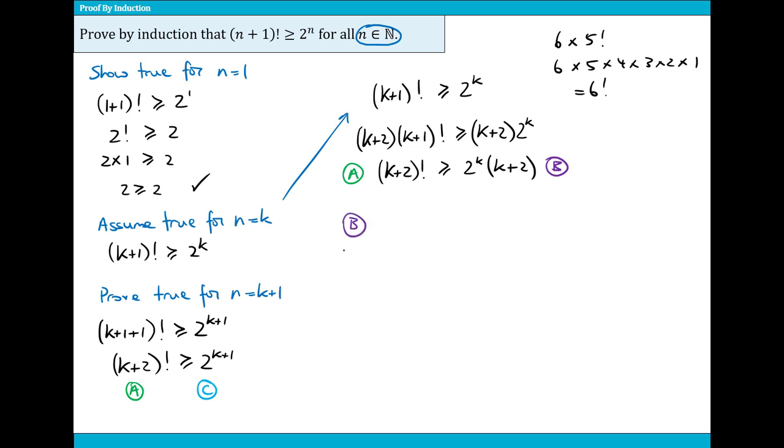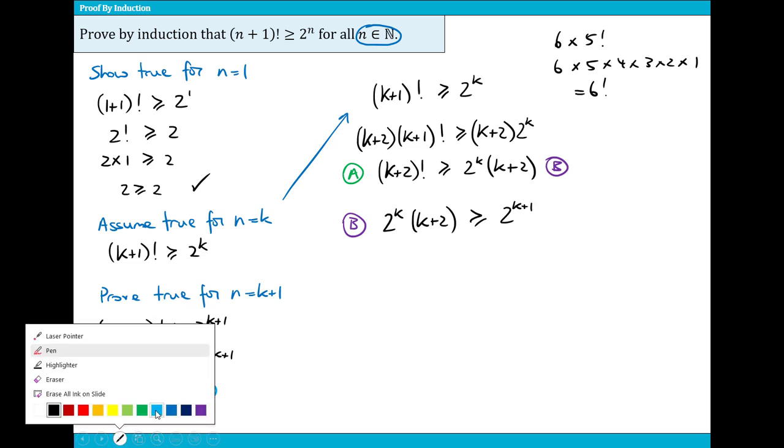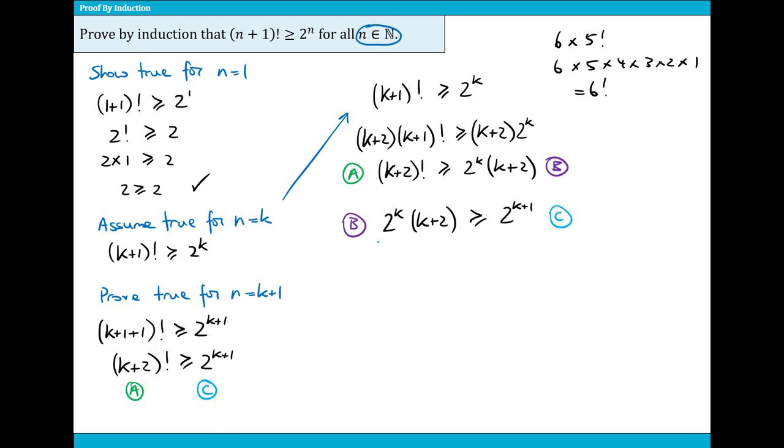So I'm going to write down B. So B is 2 to the power of k times k plus 2. And if I can show that this is greater than or equal to C, so sorry, C is 2 to the power of k plus 1. I'm just going to put in the C. So if I can show that B is bigger than C, I know A is bigger than B, so then A would be bigger than C, and we'll have proved what we're trying to prove.